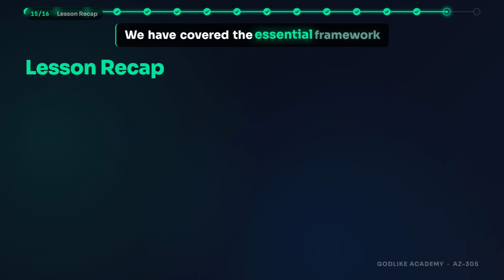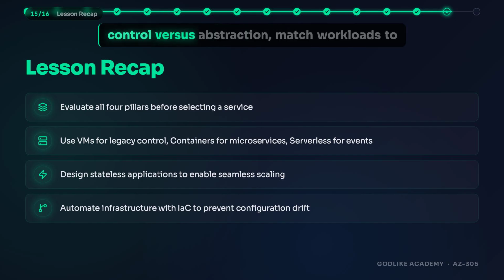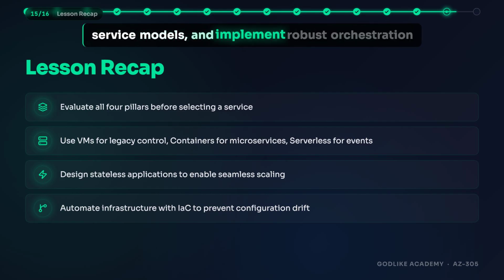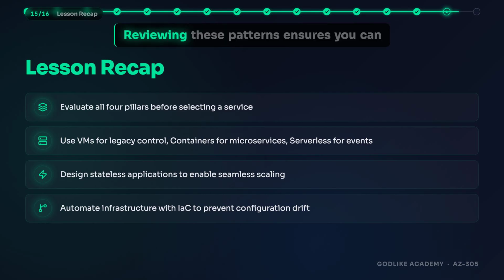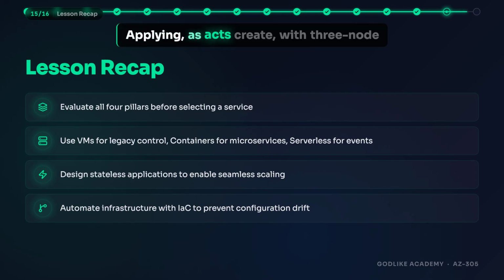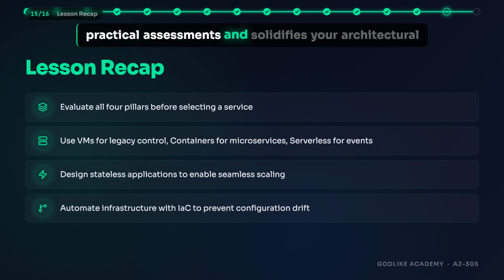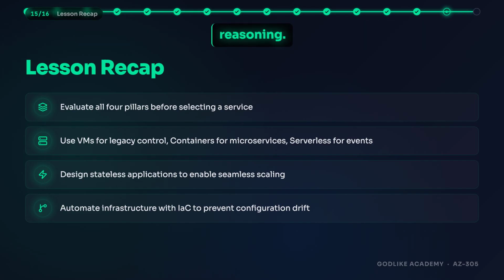We have covered the essential framework for compute decisions. You now know how to evaluate control versus abstraction, match workloads to service models, and implement robust orchestration strategies. Reviewing these patterns ensures you can quickly identify the correct service for exam scenarios. Applying az aks create with a 3-node pool replicas prevents cluster failures during practical assessments and solidifies your architectural reasoning.